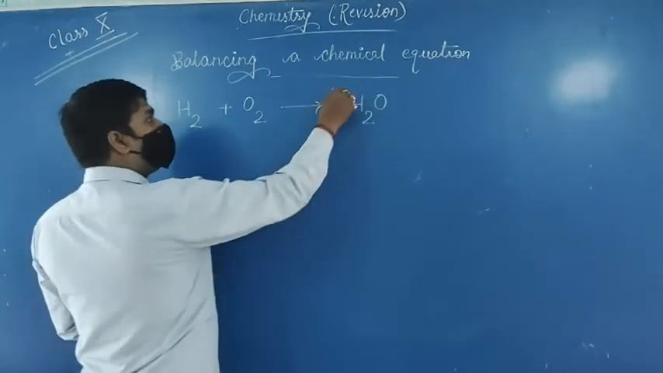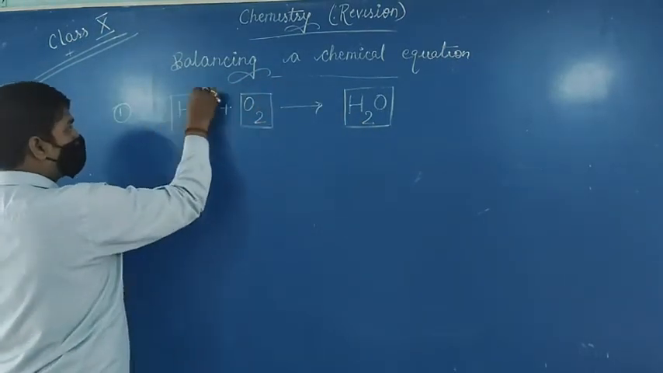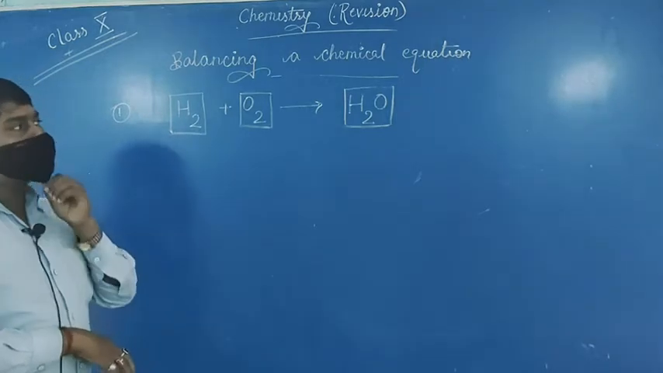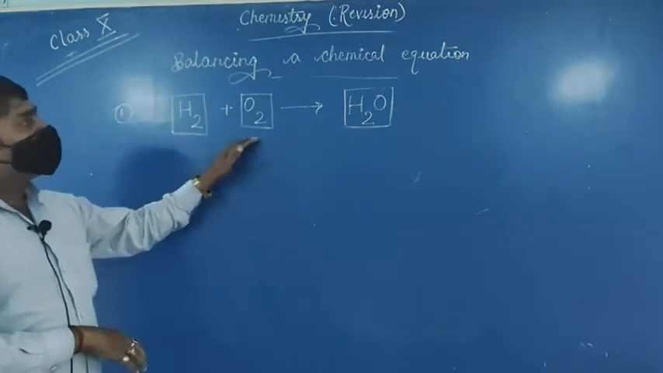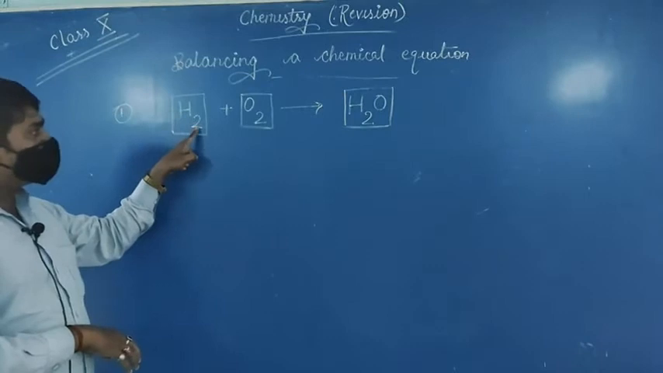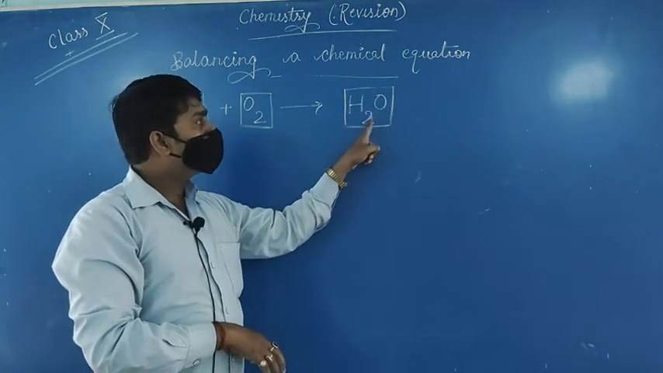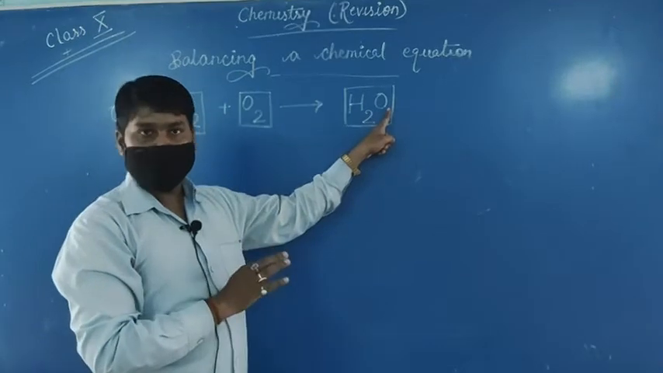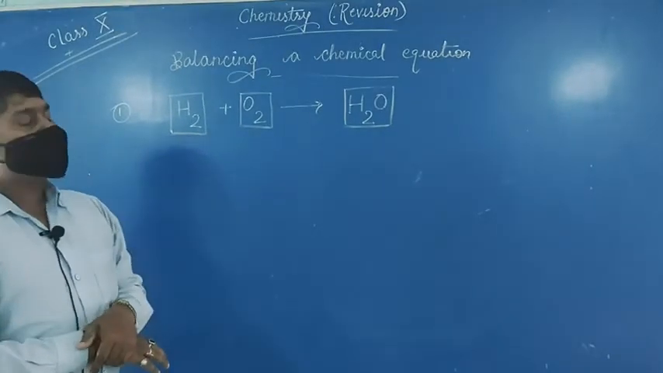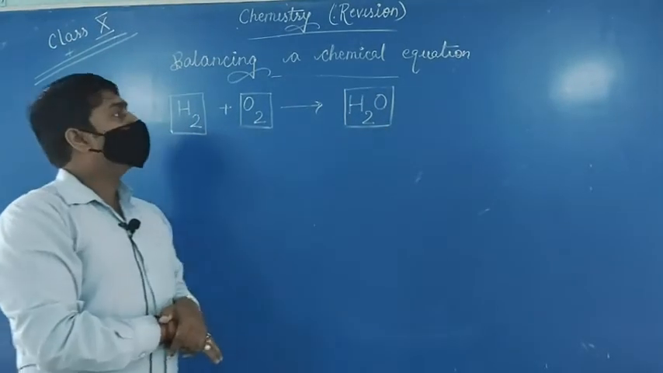So first of all we have to keep the data in boxes like this. Now nothing should be written inside the boxes. Second step. Third step, we have to see which quantity has the maximum number of atoms. As for example, this hydrogen has 2 atoms, this oxygen has 2 atoms, but water has 2 plus 1, that is 3 atoms. So this quantity has the maximum number of atoms in this chemical equation. That's why we should start with this one. Now this is the primary thing that we have to take into account.